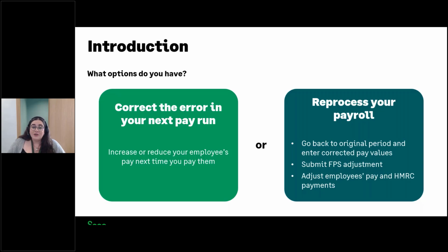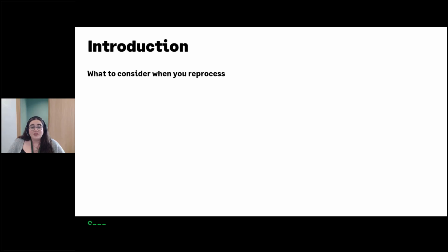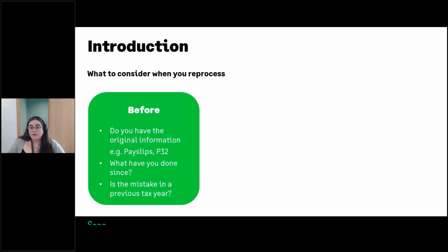Now, if you do decide to go back and reprocess, as this often is the better option, just a few things to consider with this. Before the correction, you need to make sure that you've got the original information. So this is things like the original payslip for the employee, so you've got something to compare to there.